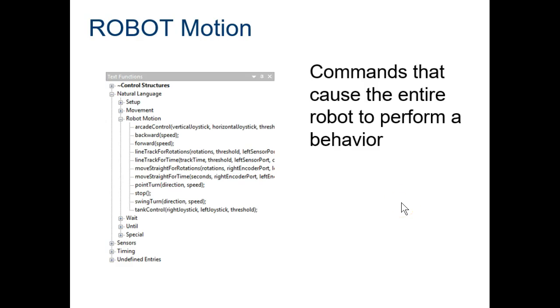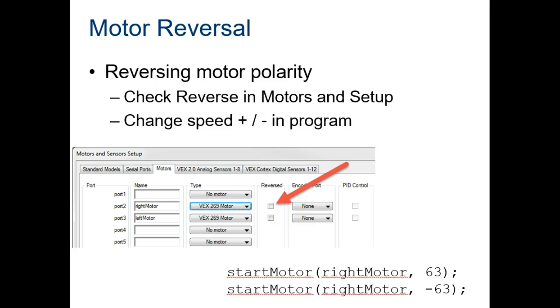At this point, I would encourage you in ROBOTC to go through and look at the text functions browser. It'll be on the left side, and start exploring the file structure under natural language and sensors and timing and that sort of thing. See if you can start understanding what's inside each one. What does arcade control do? What's forward do? What's stop do? So those are the things I want you to go ahead and start reading. I can go through and explain each one, but I think you can go through and explore and it will be more meaningful. So look at robot motion, look at movement.